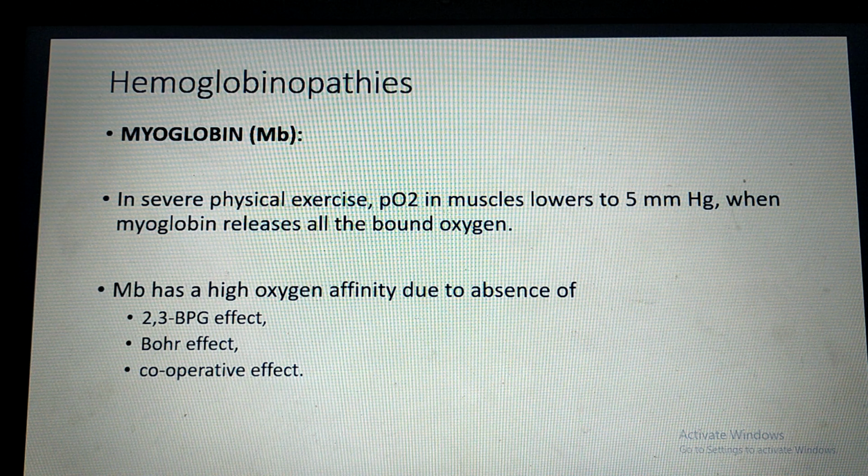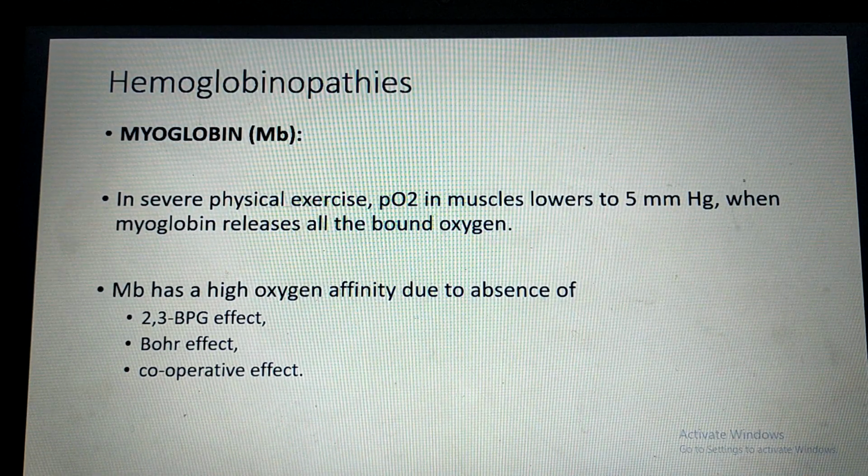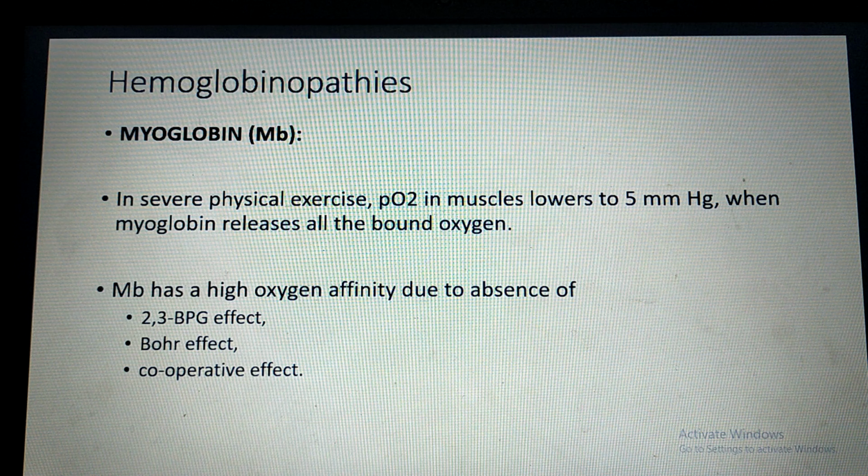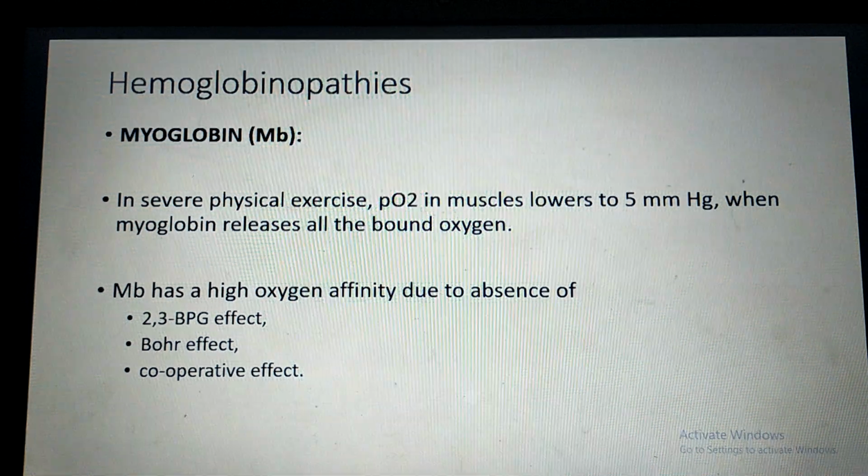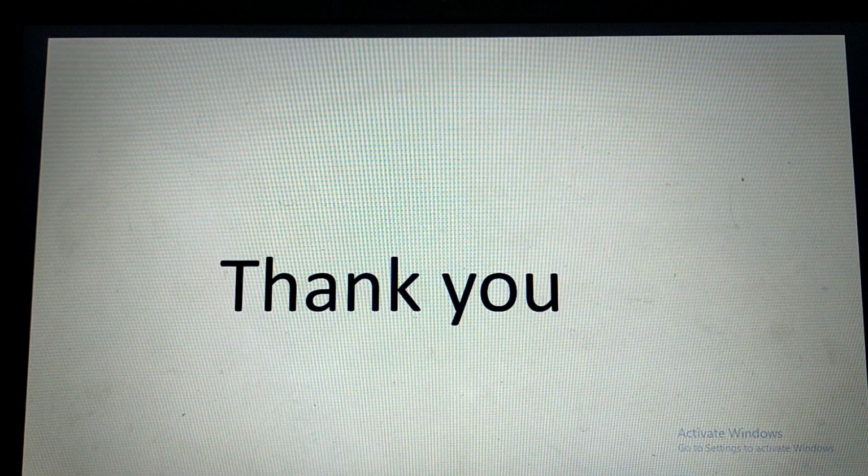That means when one subunit of hemoglobin donates oxygen to the tissue, the remaining 3 subunits of hemoglobin also lose the affinity towards oxygen and they deliver the oxygen to the tissue. As myoglobin is a single polypeptide chain or single subunit, it does not show this effect. Because of these 3 reasons, myoglobin has more affinity towards oxygen. This is about myoglobin. Thank you very much.